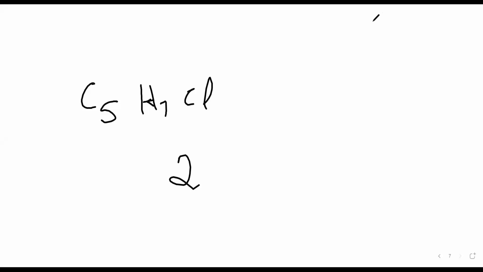So one more I'll give now. C5H7Cl. What is the degree of unsaturation of this? So the answer is 2 for this. 2 is the correct answer.